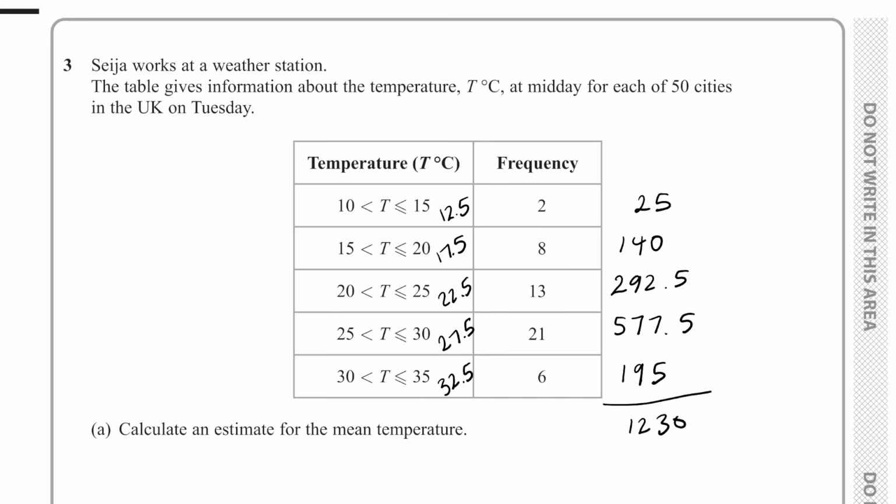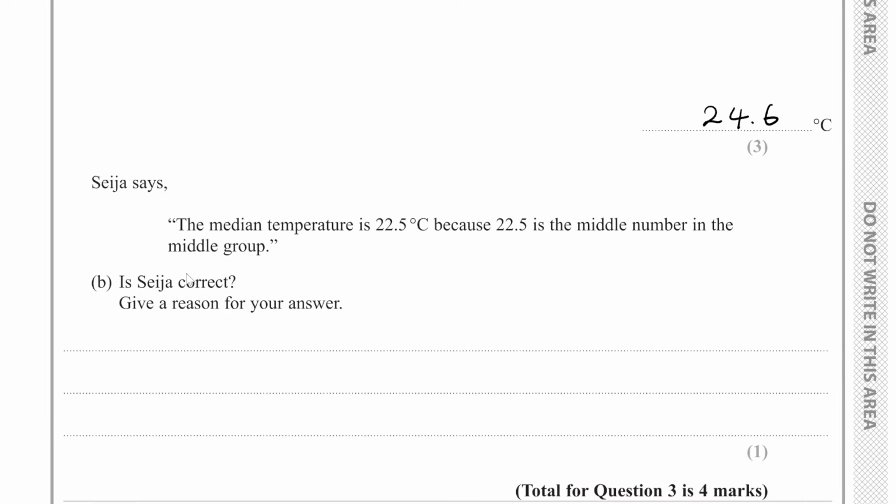So the median, the 25th and the 26th number, have to be in the 25 to 30 group. So we've only got 23 cities with a temperature of less than 25 degrees. So the median has got to be bigger than 25 degrees. It's got to be in the 25 to 30 group. So the median must be in the group 25 to 30. So is Seja correct? No, Seja is not correct.